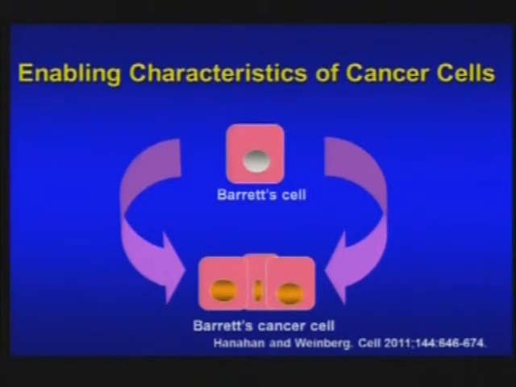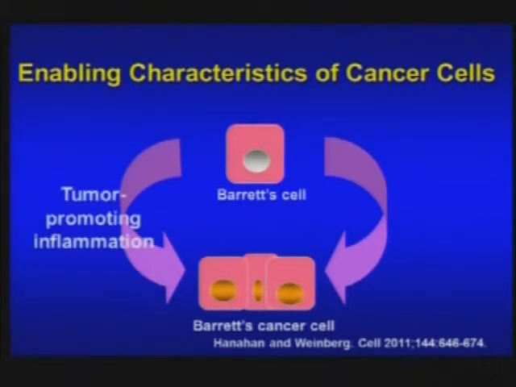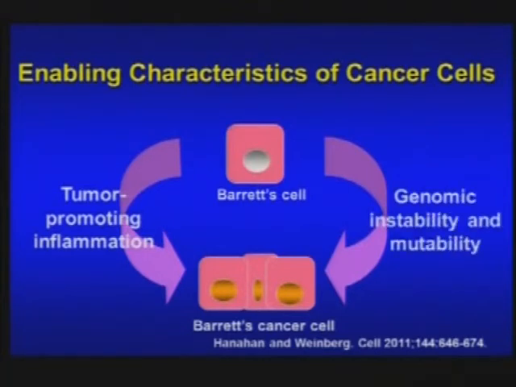There are also two enabling characteristics of cancer cells that help them acquire those 6 core features that we discussed. This includes tumor-promoting inflammation, which in fact seems to inadvertently assist the cell in acquiring these other features. And there's also genomic instability and mutability, which is thought to drive this whole process of tumorigenesis. In fact, genomic instability and mutability has been shown to be one of the most promising biomarkers for use in Barrett's esophagus.